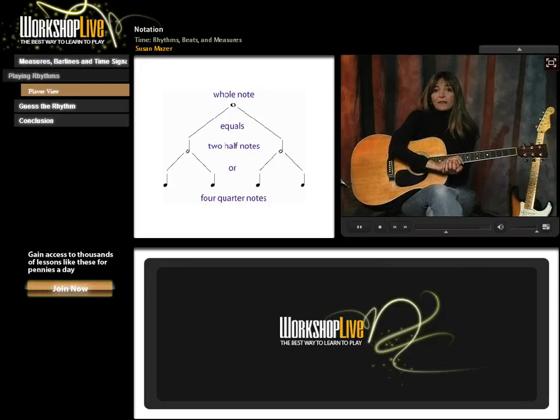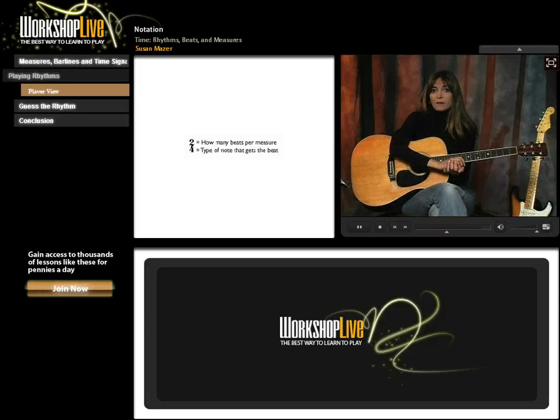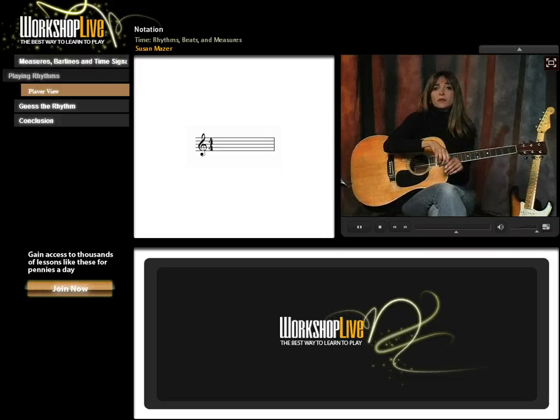Let's go back to talking about the time signature. Remember that the bottom number tells us what type of note gets 1 beat. If the bottom number is 4, the quarter note gets 1 beat. For 4 4 time, we have 4 beats per measure, and the quarter note gets 1 beat. In all of the music that we're going to be working with, the bottom number won't change. So for now, just remember the whole note gets 4 beats, the half note gets 2 beats, and the quarter note gets 1 beat.